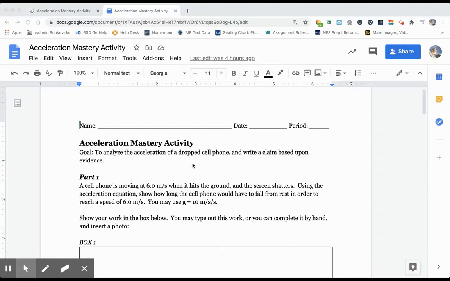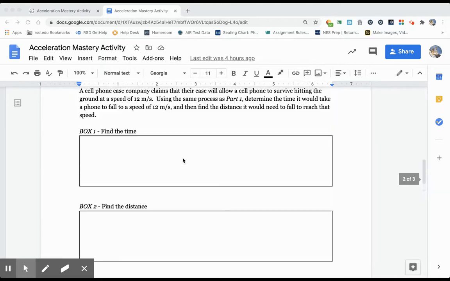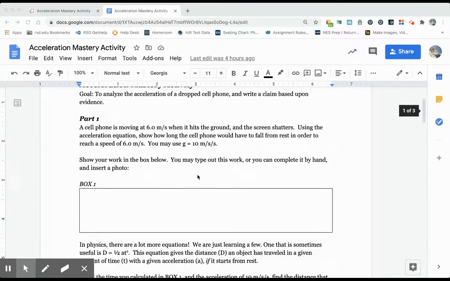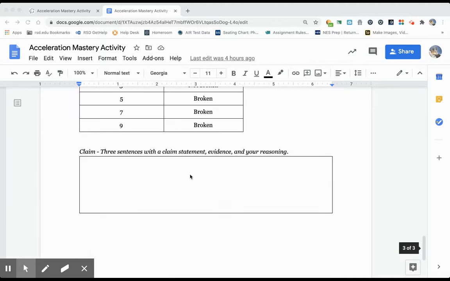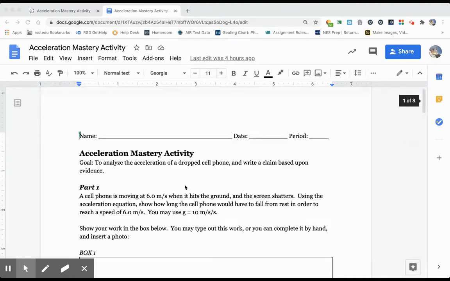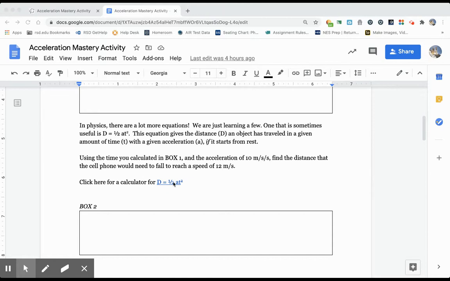Hello, science students. Right now I'm going to show you a little bit of how to do part one of the acceleration mastery activity, which is really the same as part two, which is kind of nice. I'm going to show you how to do this one step by step so that you can do part two and then answer the questions for part three. Part one's kind of just practice so that you can do part two.